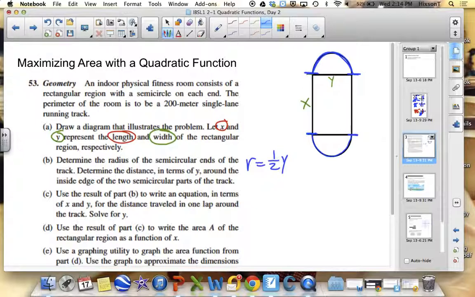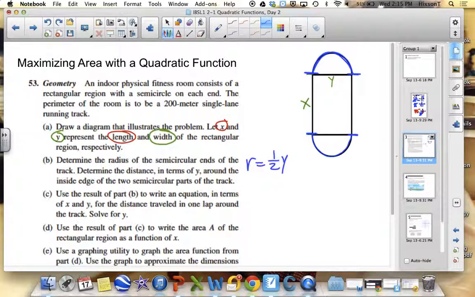Pi y. 2 pi y. Just pi y. 2 pi y, pi y. What do you guys think? Some of you are just sitting there silent. Chime in.